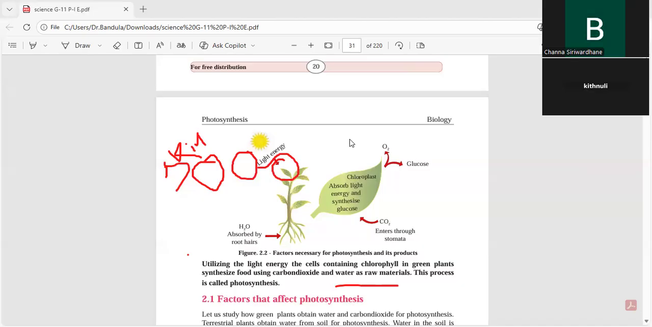Right? And light energy is naturally from the sun, and we can give the light energy artificially using bulbs. If the sun is not available, like now people are farming inside the buildings, right? Especially in China, they are doing large scale farming within buildings. Have you seen those things?